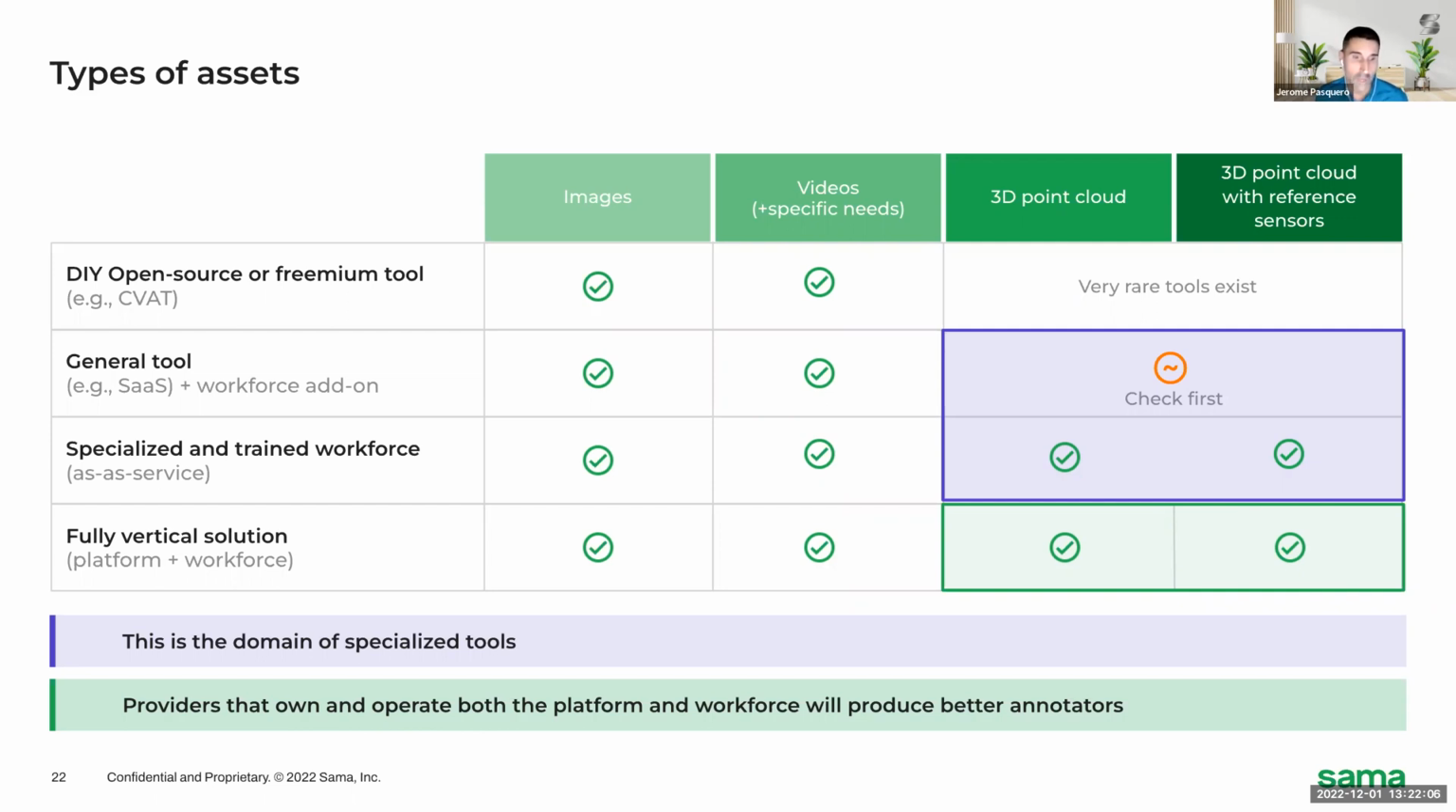Whereas if you own and operate your own platform, you can manage both the training of the workforce, but also what it takes from a technical UX, UI point of view, a platform point of view, to really leverage and make that training come to life. So all of this to say that you're a lot more likely to get the quality that you need on these fully vertical solutions when annotating in 3D.